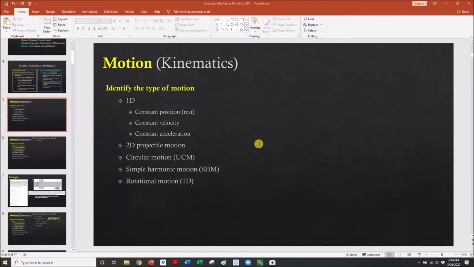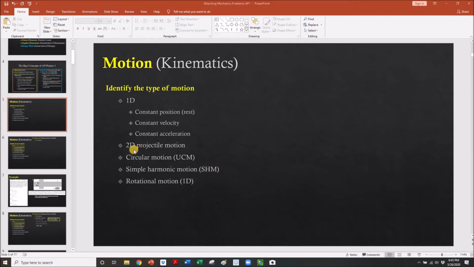And let's start talking about motion, or kinematics. In AP Physics 1, we studied several different types of motion. We studied one-dimensional motion: constant position motion or at rest, constant velocity motion, so something moving along at a constant rate in one direction, or constant acceleration motion. All of these we studied in Physics 1 as 1D motion.